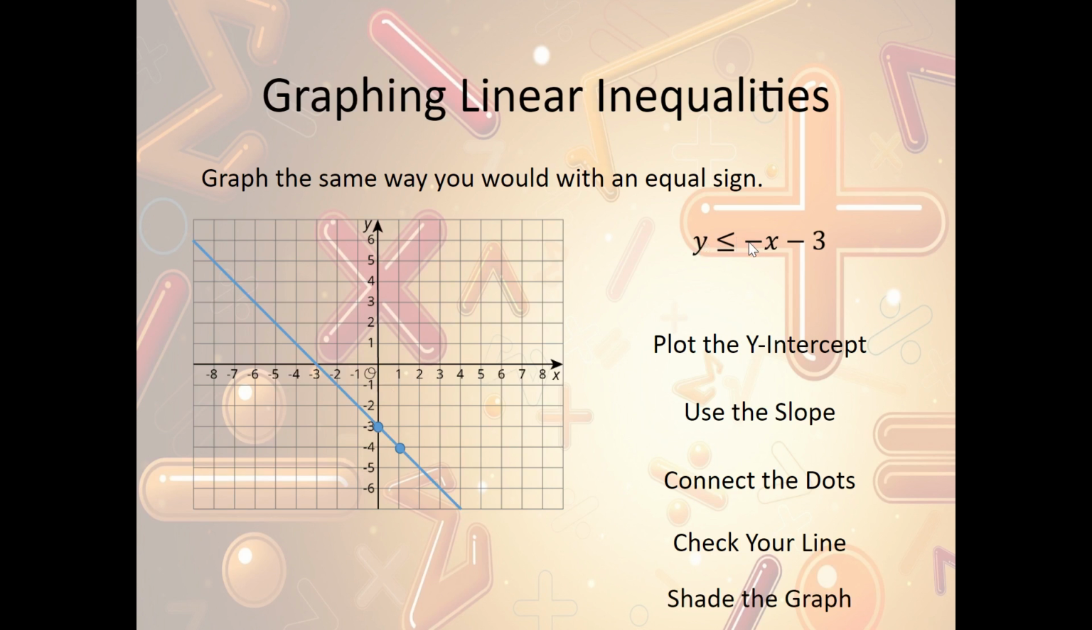It says y is smaller than the line. So I'm going to go along my y-axis and find where they meet, which is here. And I'm going to look at all the y's that are smaller than the line, which are down here. So I'm going to go ahead and shade this area here. And that's how I graph the linear inequality.